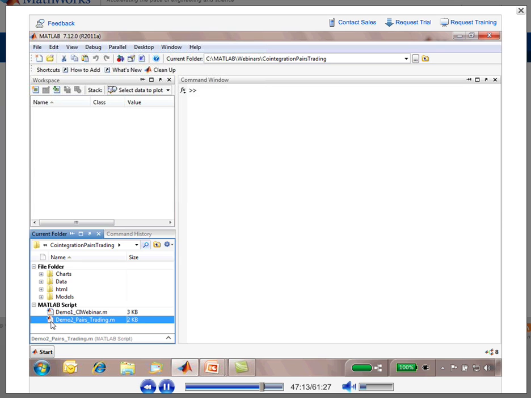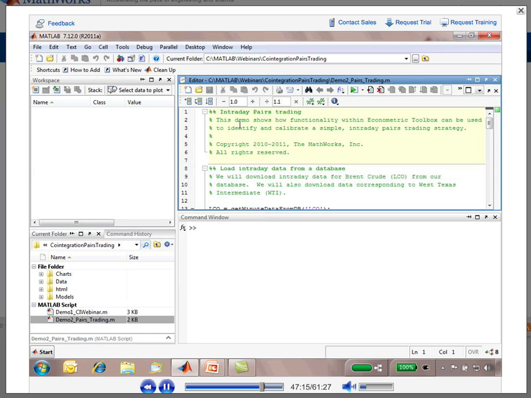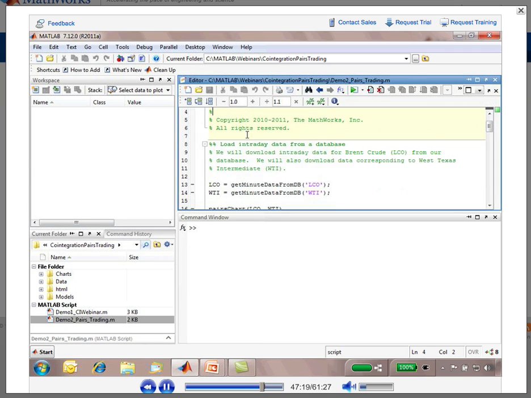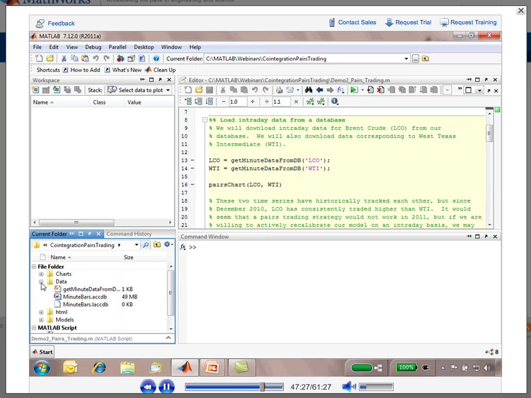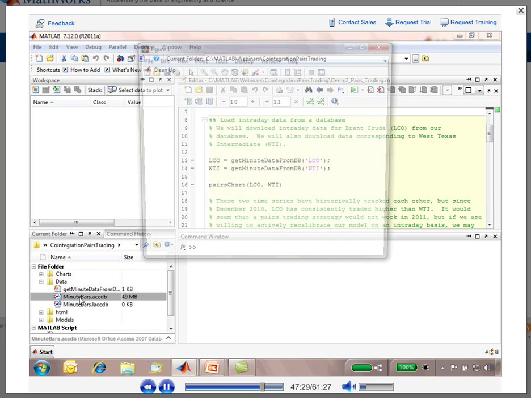Like Bill did earlier, I'm going to run my example from a prepared script, and this script is going to walk us through the pairs trading strategy. The first thing we're going to do is load the price series for LCO and WTI and create a plot of that. These are coming from a database, which happens to be contained within the data folder. They're minute bars.